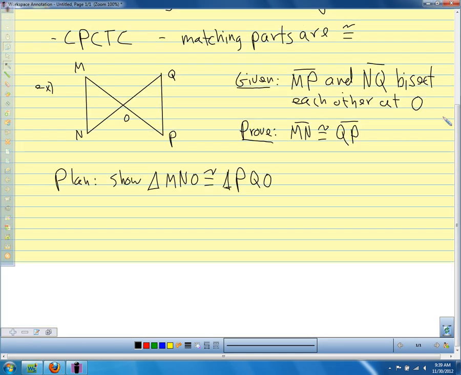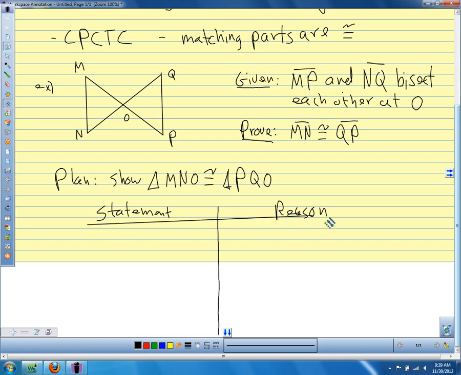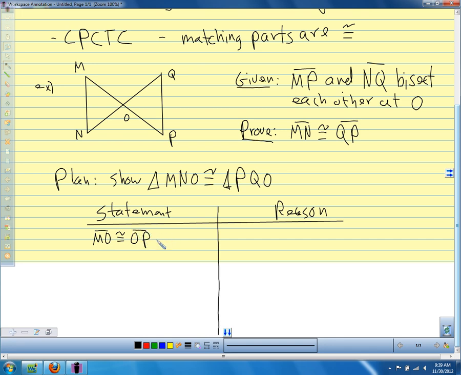This just takes a few steps to do. It's not a hard proof. So we're going to say our statement and our reason over here. So the first thing that I'm going to say is that segment MO, and as we do this, we'll make our marks on our triangles. Segment MO is congruent to segment OP, and segment NO is congruent to segment OQ. So let me mark those. I'm going to say these are congruent, and this is congruent.